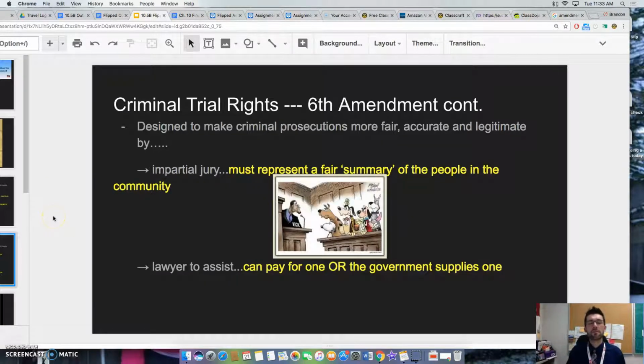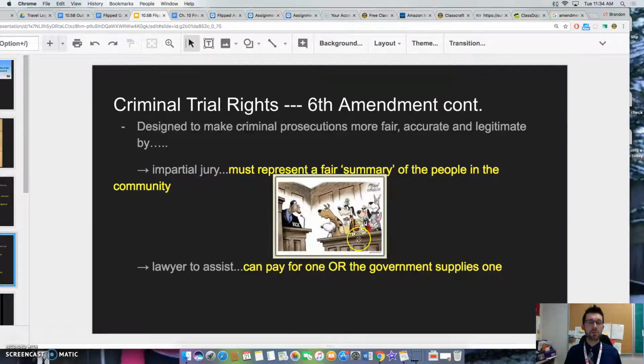The fourth part of the Sixth Amendment, to give rights to those accused of a crime, is that they need to have an impartial jury. Remember, a jury is a group of people who hear the case and decide if the person is guilty or innocent. Now, this jury must represent kind of a fair summary of the people in the community. So you can't pick people who are all very, very wealthy to be in a jury, or really, really poor in a jury, or you can't pick one ethnic group only. It has to be a fair summary or a fair amount of everyone. It also has to be impartial, meaning they can't have these already preconceived opinions.